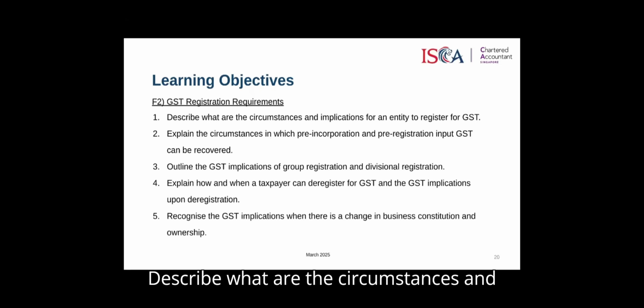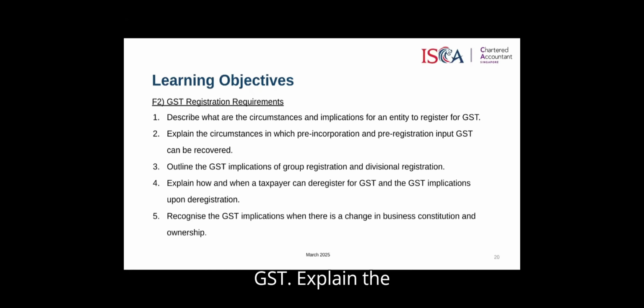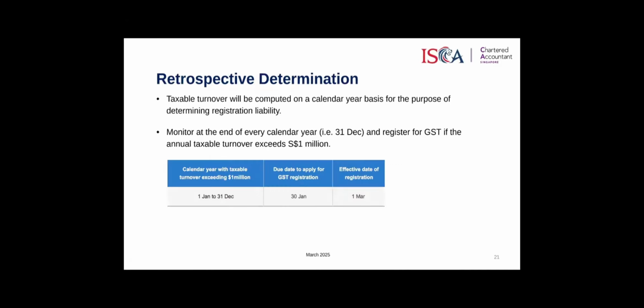1. Describe what are the circumstances and implications for an entity to register for GST. Explain the circumstances in which pre-incorporation and pre-registration input GST can be recovered. Outline the GST implication of group registration and divisional registration. Explain how and when a taxpayer can deregister for GST and the GST implications upon deregistration. Lastly, recognize the GST implications when there is a change in business constitution and ownership.